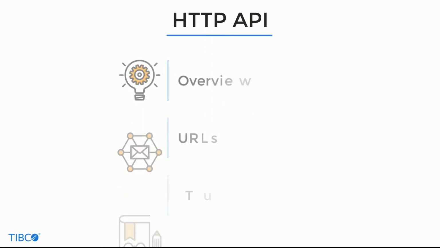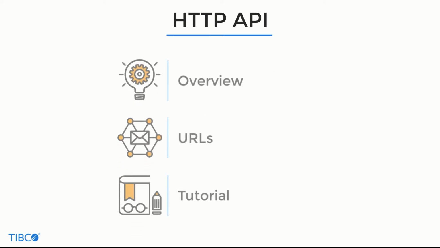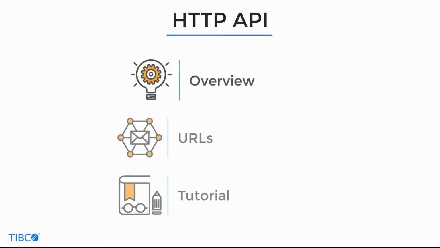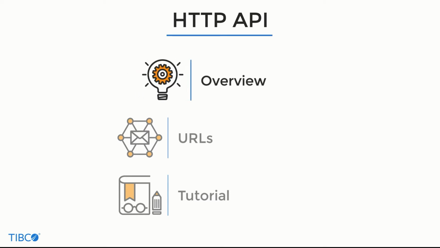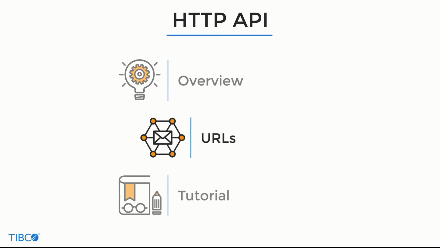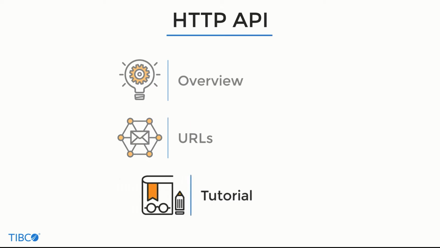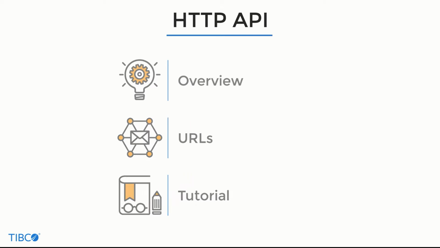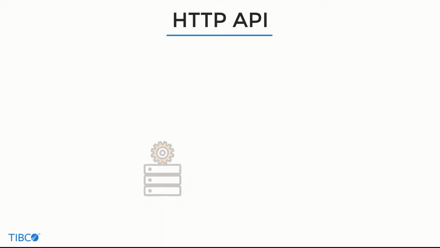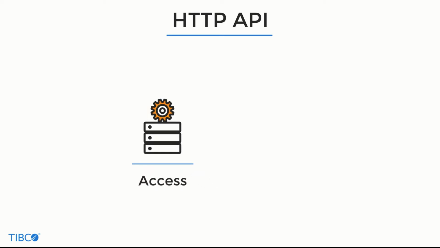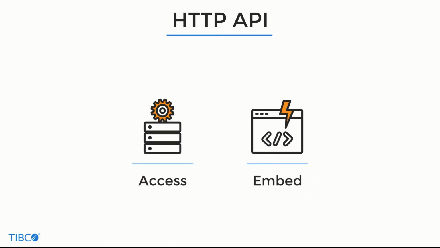Specifically in this video, we're going to be exploring how you can use the URL and HTTP request to access content and interfaces on the JasperReports Server as embeddable iframes. We'll cover a general overview of the HTTP API, how the URLs work, and a quick tutorial to show these principles in action. The HTTP API is a simple and straightforward way to quickly access the JasperReports Server and embed elements from it into your applications.